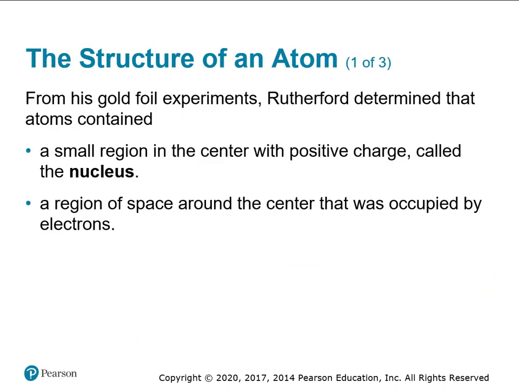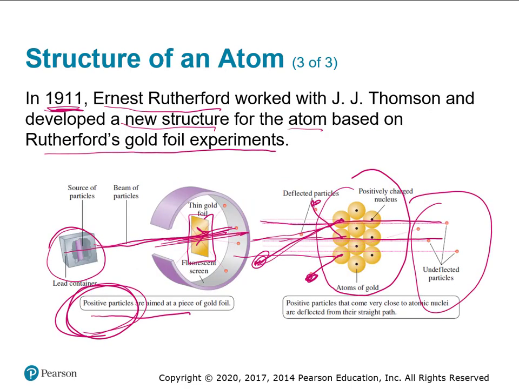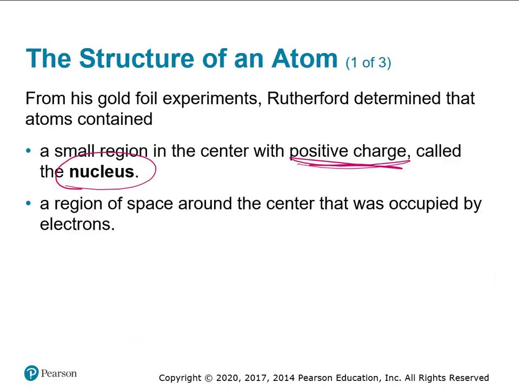From his gold foil experiments, Rutherford determined that atoms contained a very small region in the center that had a positive charge, and we call that the nucleus. So what was different about his claim on the atom compared to J.J. Thomson? J.J. Thomson said this whole atom was a positively charged cloud. But through this gold foil experiment, he said, no, the whole thing is not positively charged, because if I sent a beam of positive, then the whole mass would repel it. But that wasn't the case. He said this small region in the center had a positive charge, which we would call the nucleus.